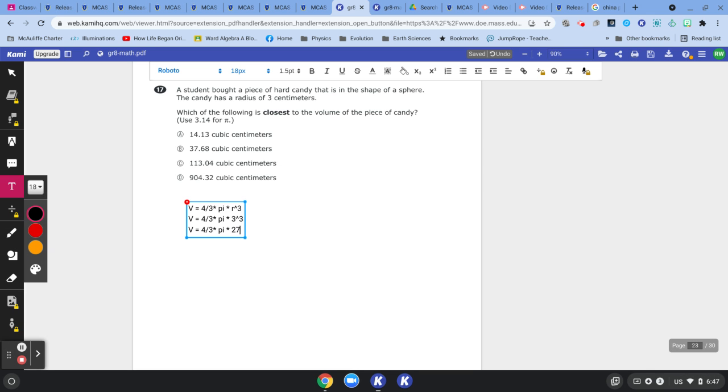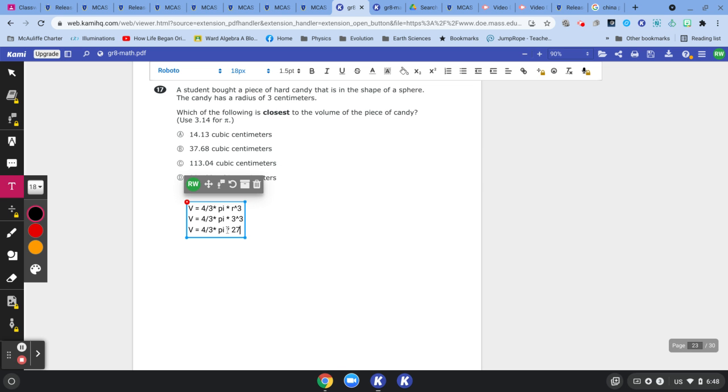Here's where many people get in trouble. They work out 4/3 times pi, and then they multiply times 3, and then they cube the whole thing. The only thing that's getting cubed is the radius. So best to do that first. After all, the order of operations says deal with exponents before you deal with multiplication. That's why we have PEMDAS. That's what the E stands for. It comes before multiplication and division.